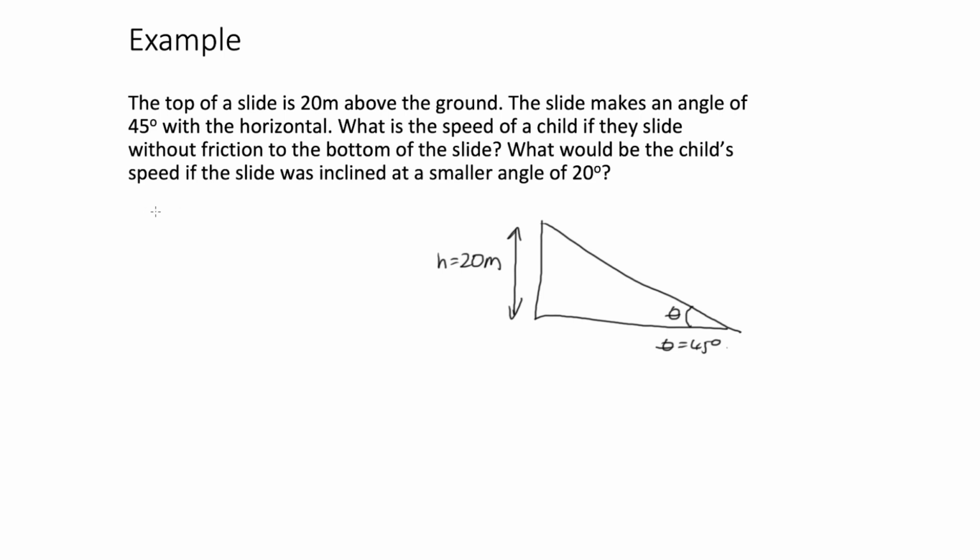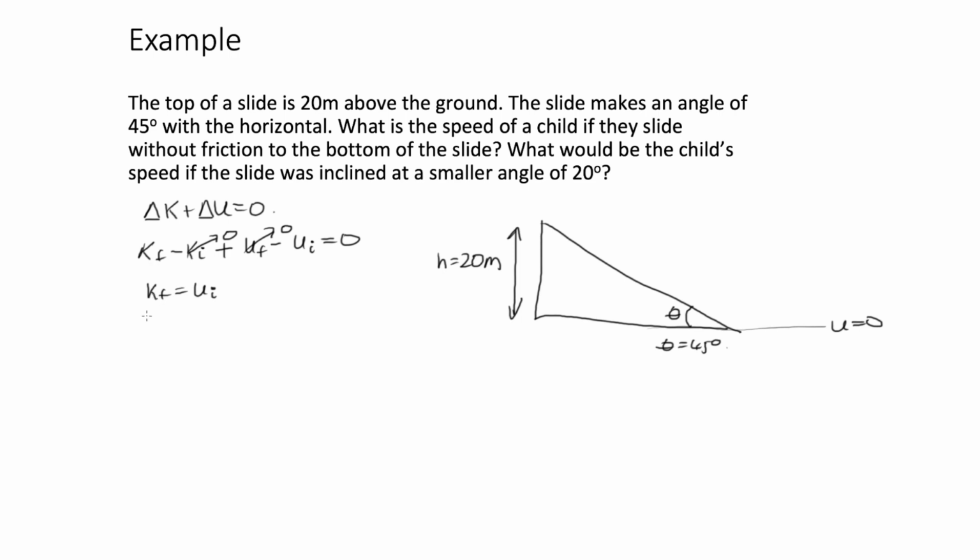So to use conservation of energy for this question, we can say that the change in the kinetic energy plus the change in the potential energy is equal to 0. So we can say, well, the final kinetic energy minus the initial kinetic energy plus the final potential energy minus the initial potential energy is equal to 0. Now, the initial kinetic energy is 0 because the child starts from rest. The final potential energy is 0 because we're taking the ground as our 0 for potential energy. So this tells us that the final kinetic energy is equal to the initial potential energy.